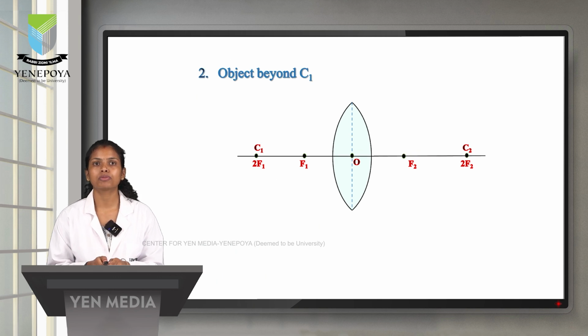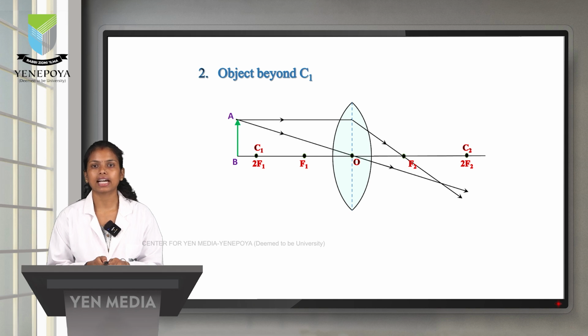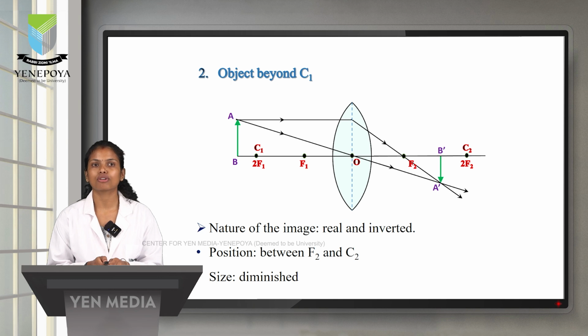The next case is object beyond C1. When the object is placed beyond the center of curvature C1, the characteristic rays coming from the object intersect at a point between F2 and C2. This is where a real, inverted and diminished image of the object is formed. Here we can observe that as the object approaches the lens, the image is formed beyond the focus and it is gradually increasing. This kind of configuration is used in cameras and eyeballs.